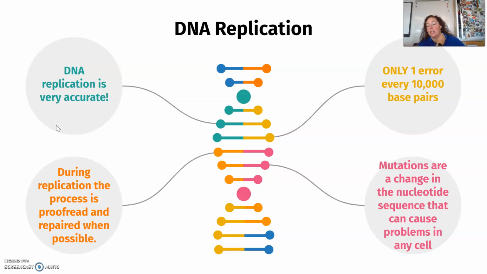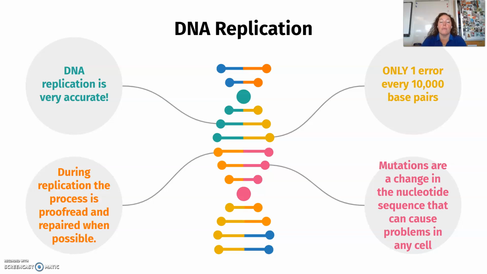So DNA replication is extremely accurate. There's only one error every 10,000 base pairs, which means that mutations or changes actually don't occur very often. And so during that replication process, it's continually proofreading and repairing whenever possible. So it's going to add a nucleotide and check that it's correct, add a nucleotide and check that it's correct.